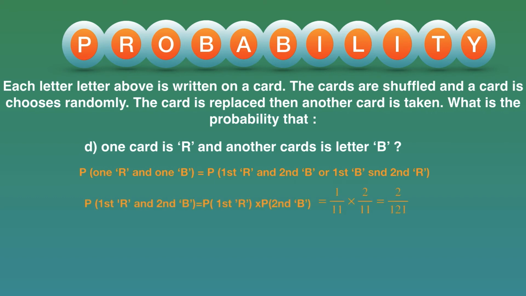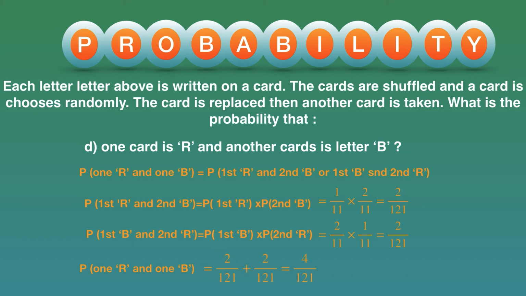Since the card is chosen randomly and replaced, choosing the first letter R and second letter B is given by multiplying 1 over 11 with 2 over 11, which gives 2 over 121. Similarly, choosing the first letter B and second letter R is given by multiplying 2 over 11 with 1 over 11, which is also equal to 2 over 121. Since the event of picking up a letter R and a B is mutually exclusive with the event of picking up letter B and R, we add the 2 probabilities together. Therefore, the probability of getting one letter R and one letter B is given by adding 2 over 121 with 2 over 121, which is equal to 4 over 121.